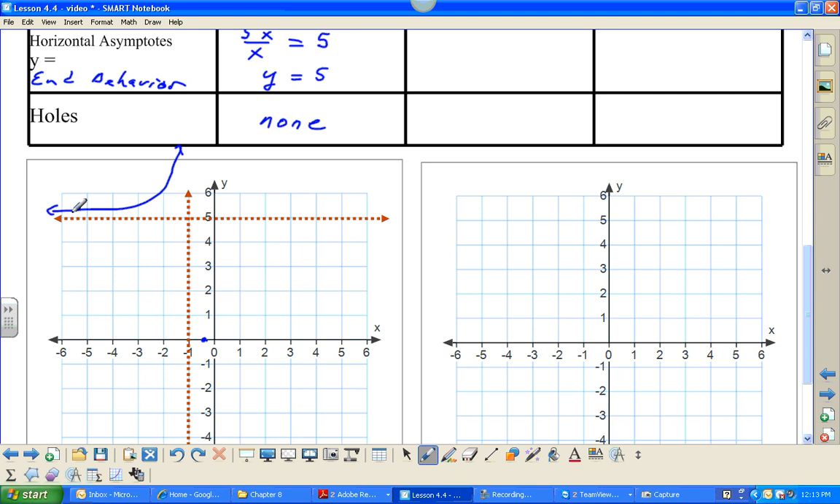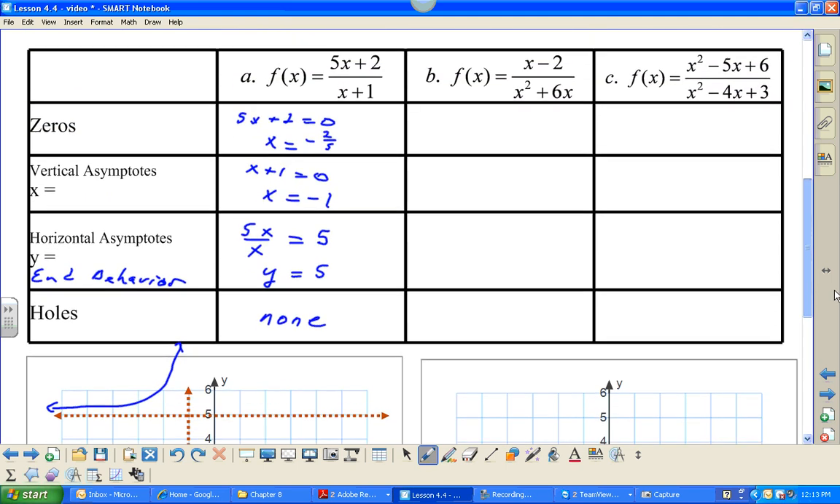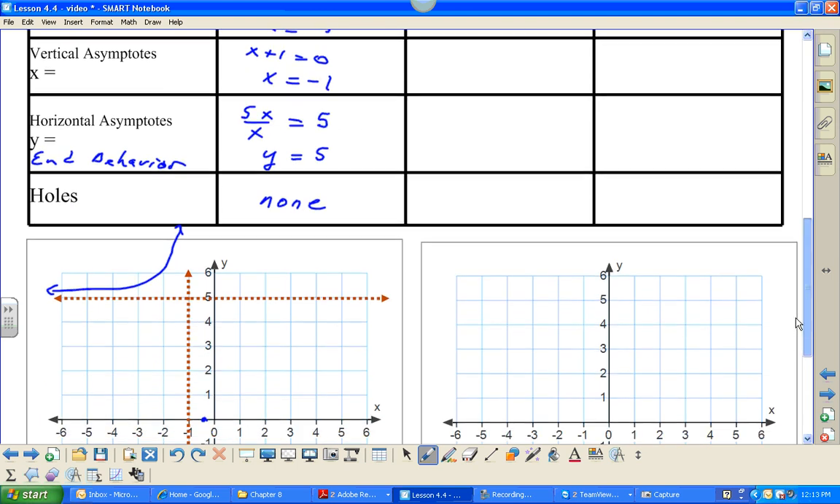Put our arrows there. And then we can also look here to see where the y-intercept is. The y-intercept is going to be at the point 2, because when x is 0, we get 2 over 1, which is 2. So we have a y-intercept at 2.